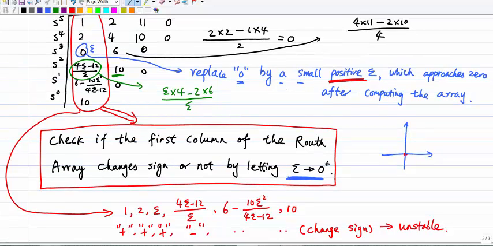All right. So if we do that, the first column is given by 1, 2, epsilon, 4 epsilon minus 12 divided by epsilon, 6 minus 10 epsilon squared divided by 4 epsilon minus 12, and 10. Checking the signs, 1 is positive, 2 is positive, and epsilon, as epsilon goes to 0 plus, is still positive. Then 4 times epsilon is pretty small, although positive, and minus 12 is negative, divided by epsilon which is positive. Negative divided by positive is still negative, so this has become negative. I don't have to check the rest because the sign has already changed, so it's not stable.